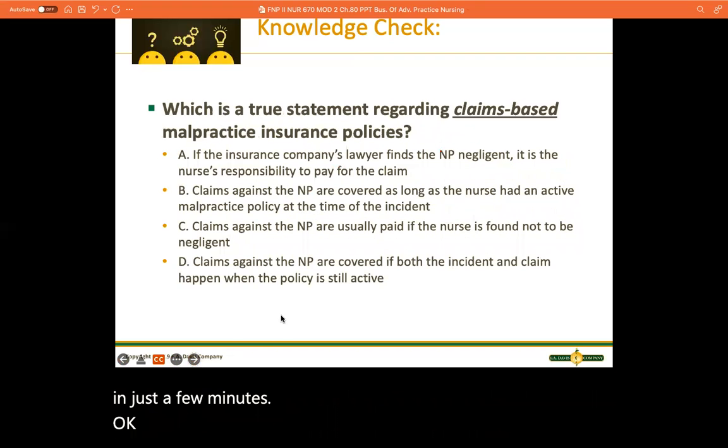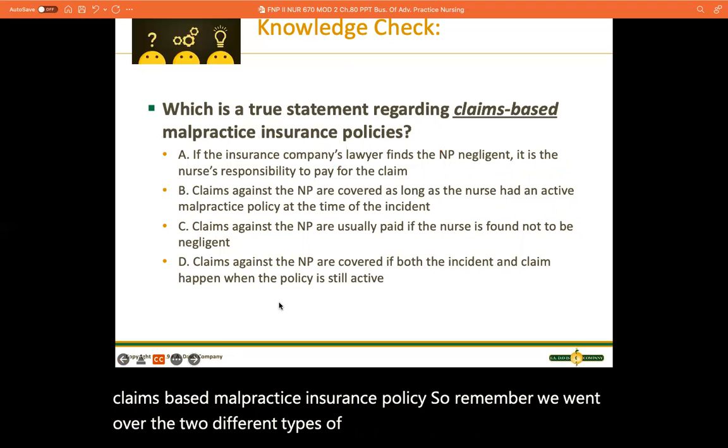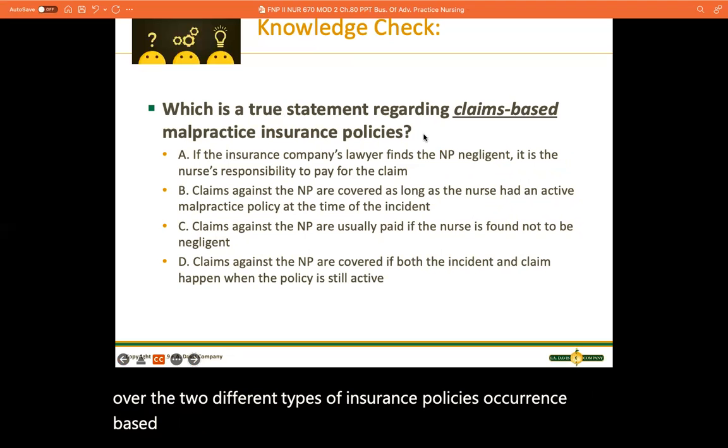Okay, another question to review. Which is a true statement regarding claims-based malpractice insurance policy? So remember, we went over the two different types of insurance policies, occurrence-based and claims-based. So this one is asking about claims-based.